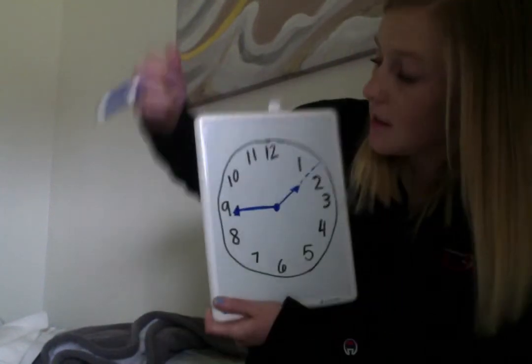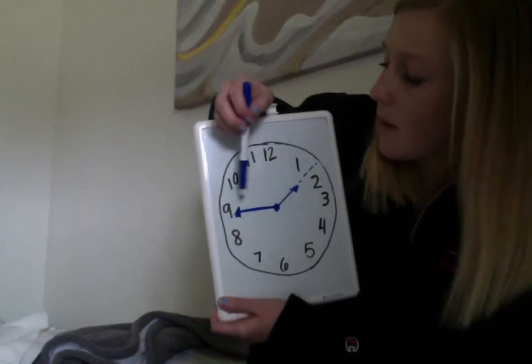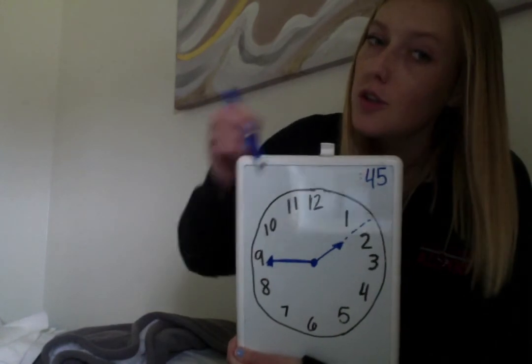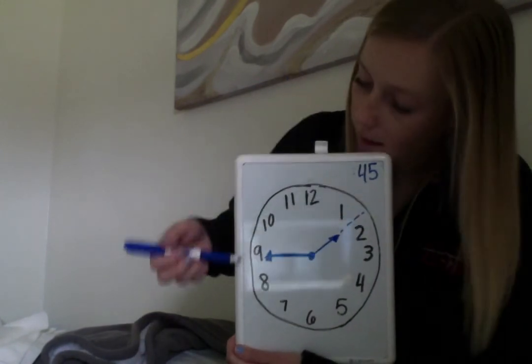And I'll draw my dotted line so you guys can see. Okay, so when my minute hand, my big hand, is pointing to the 9, that means it's something 45. It is a quarter to the hour, meaning in 15 minutes, it will be a new hour.